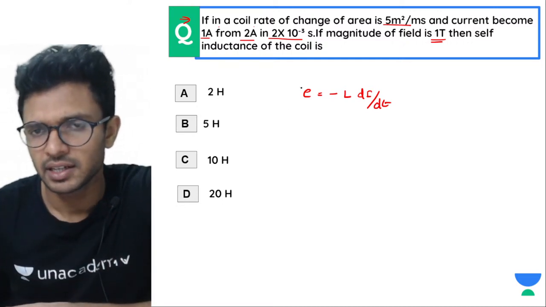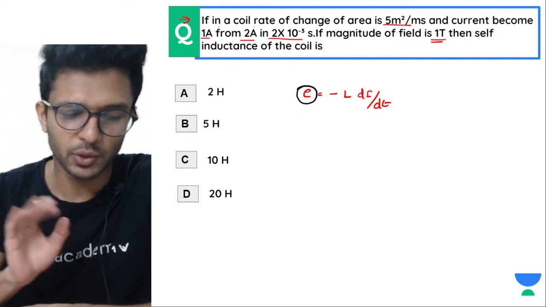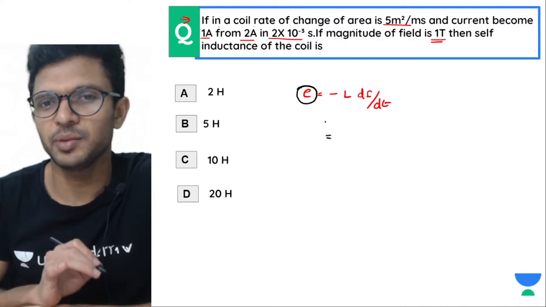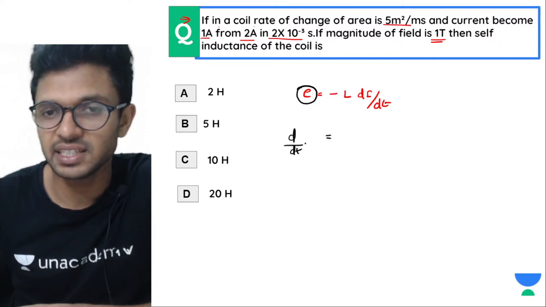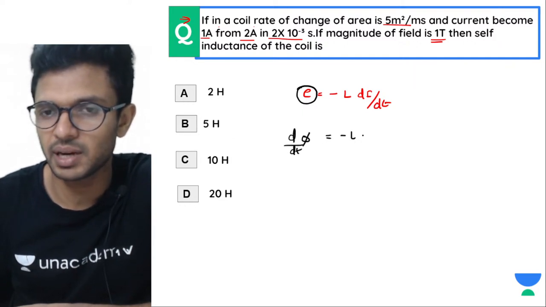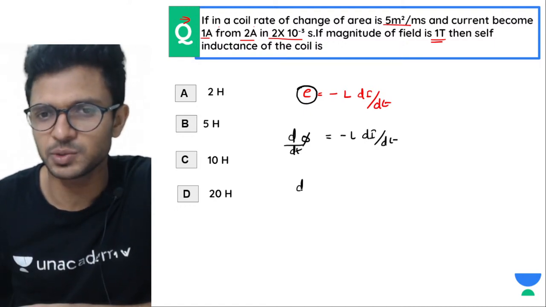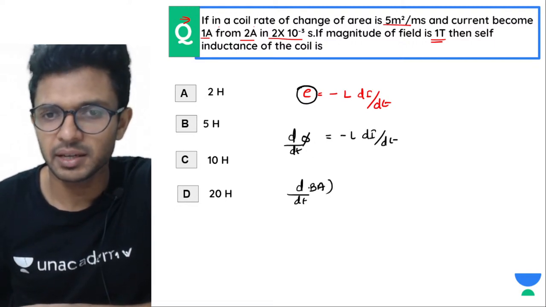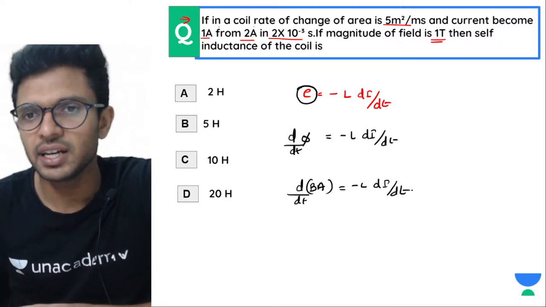But is the formula of EMF directly given here? Not at all. But you know the basic formula for EMF. Anybody? What is that basic formula for EMF? Faraday's law. That is d by dt of flux is equal to minus L di by dt. Let's rearrange. For magnetic flux, the formula is magnetic field into area, so d(BA)/dt is equal to minus L into di by dt. Magnetic field is constant.